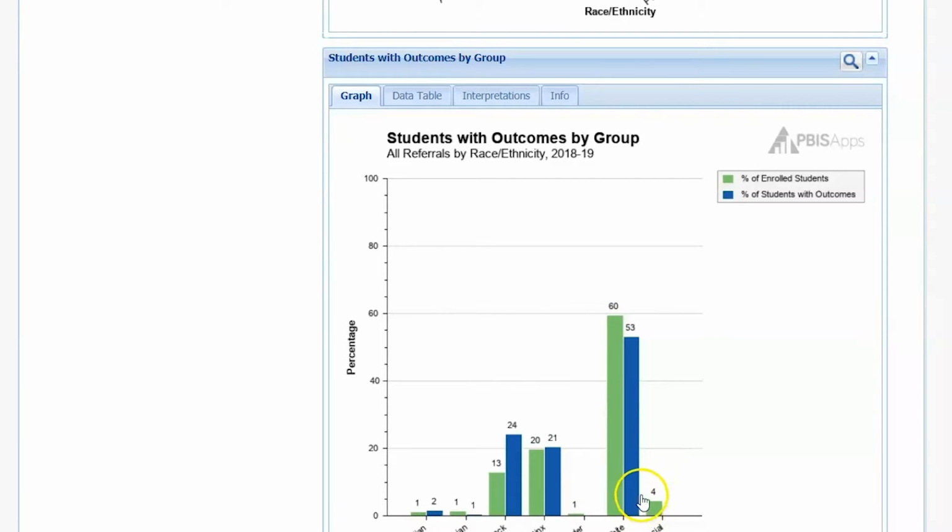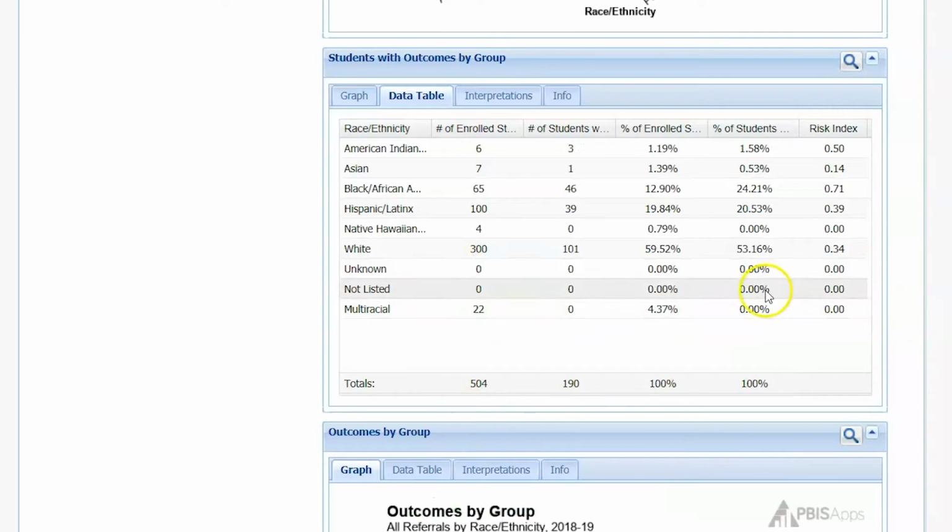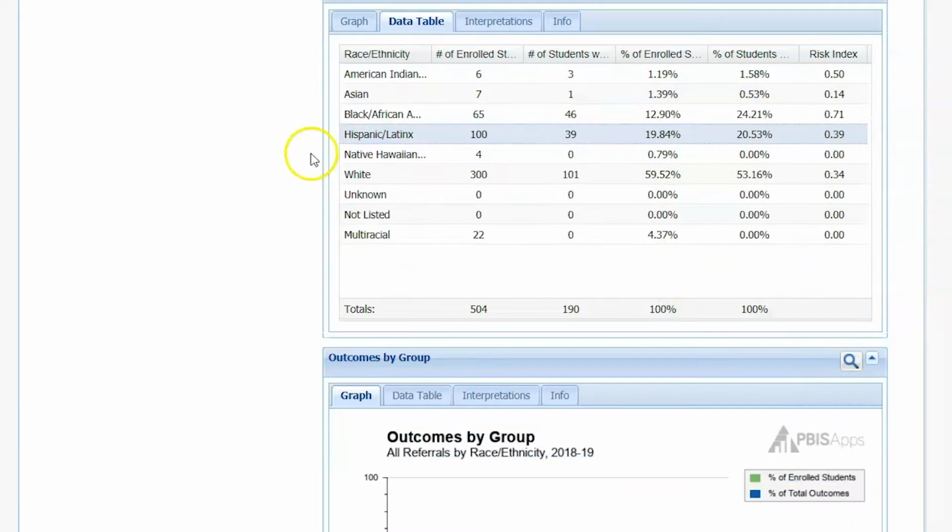The green bar represents the group's percentage of the total school enrollment. We see in the data table, our school's total enrollment is 504 students. Above that, we see each subgroup's portion of that enrollment. And in this column, we see that portion as a percentage of the total school enrollment. For example, there are 100 students identified as Hispanic Latinx.